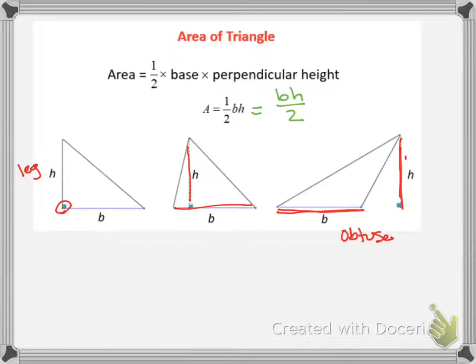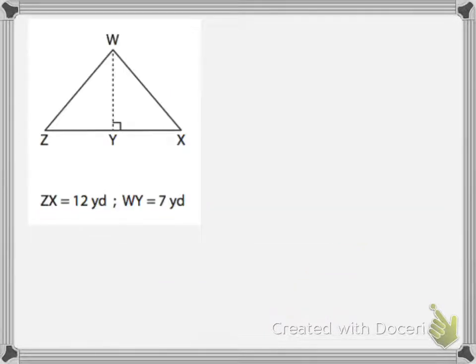And as with all other shapes, for the perimeter, we want to add all outside edges, which will be different for each of these triangles that are represented here. All right, so here's one example. Let's find the area and perimeter of this, assuming that we have enough information.